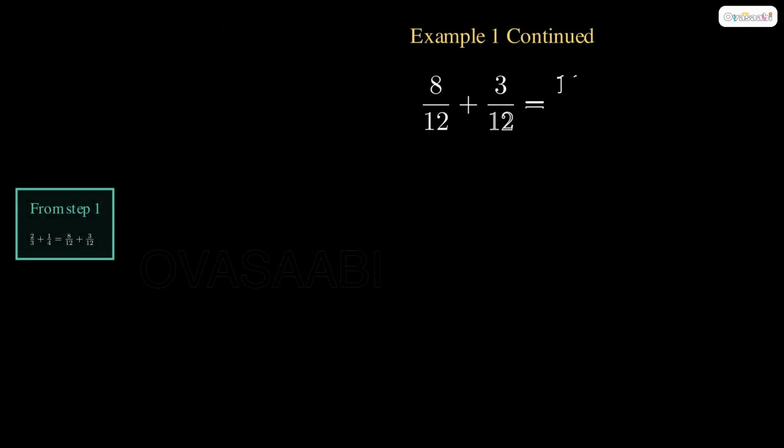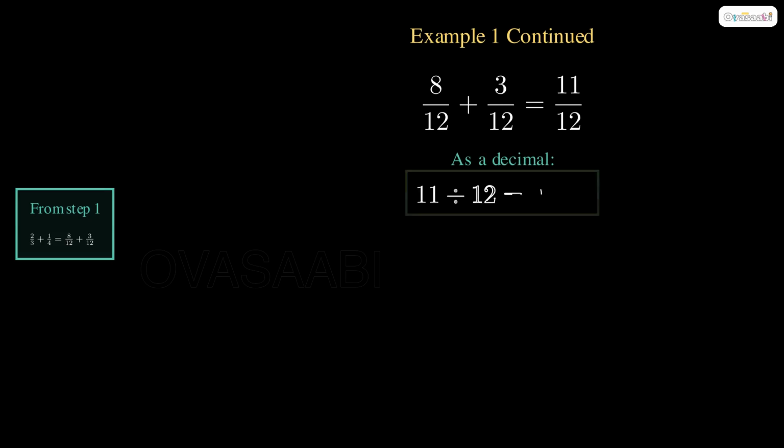Adding the numerators gives 11 over 12. Dividing 11 by 12 gives 0.916 recurring. Notice the 6 repeats forever, so we draw a bar above it.